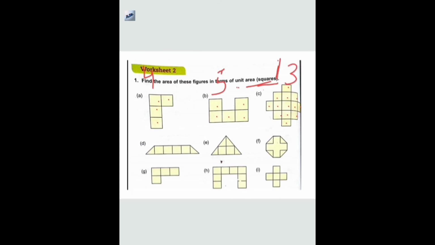Okay, here let's count. Now look, there are some half squares also. First we count the full squares. Let's count 1 2 3 4. 4 full squares, 2 halves. 2 halves will make 1 full square. The answer should be 5 squares. Very good. Here also let's count 1 2. 2 full squares, these 2 halves will make 1 and these 2 will make 1. So 2 3 and 4, the answer is 4 squares.